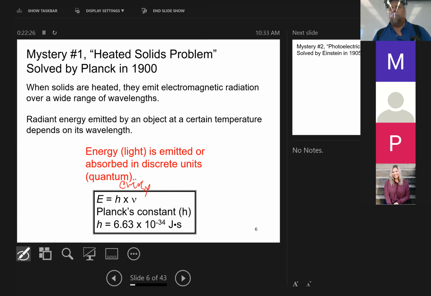What is JS? That's joules dot seconds, joules seconds. Joules is the unit for energy, dot seconds. And again, it was not my choice to go to this before we talked about energy. It's just the order that the book uses.